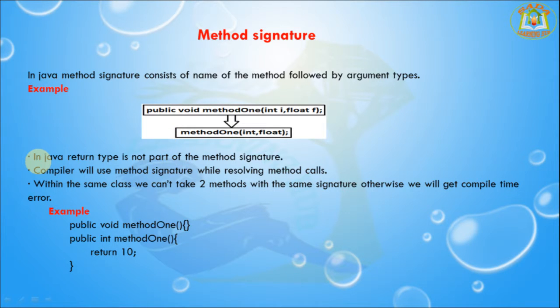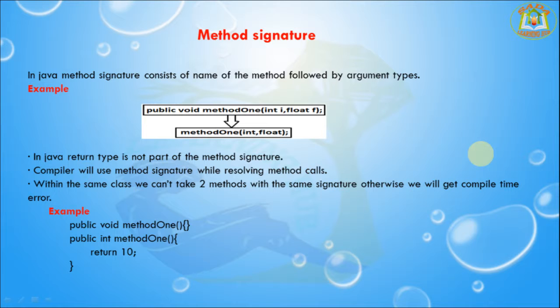In Java, the return type is not a part of the method signature. The compiler will use the method signature while resolving method calls. Within the same class, we can't take two methods with the same signature. Otherwise, we will get a compile time error.